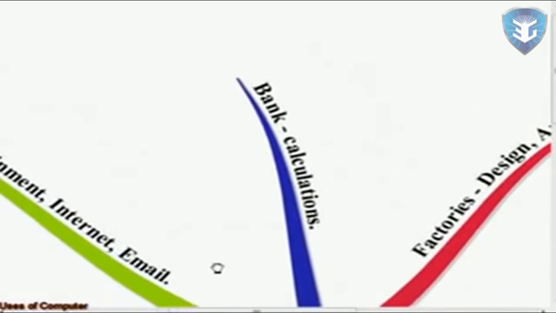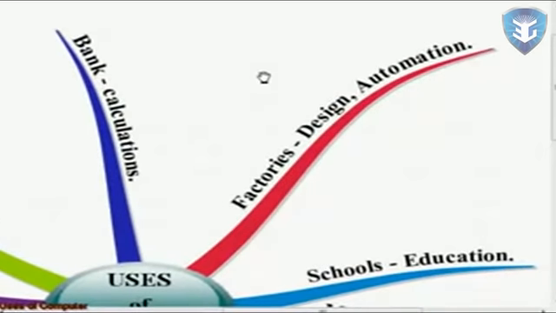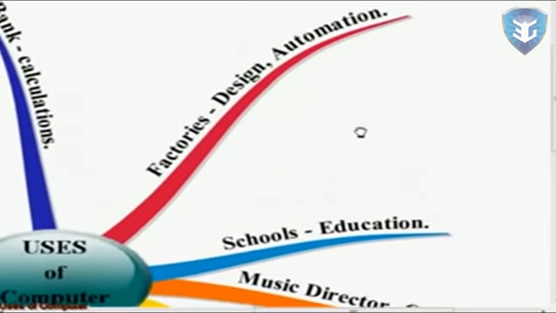And computers can be used in the bank for calculations, accounting, etc. Computers can be used in factories for design and automation, designing the product, and the process can be automatically run.